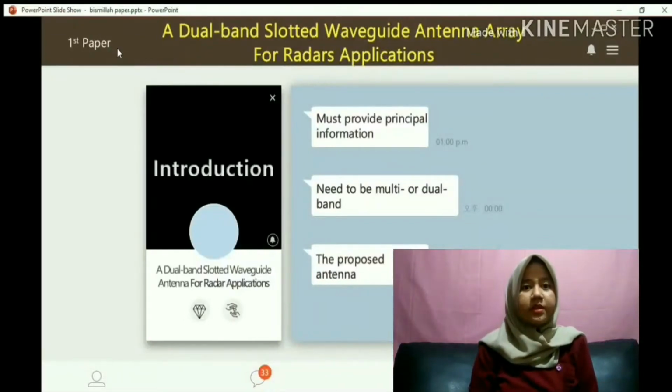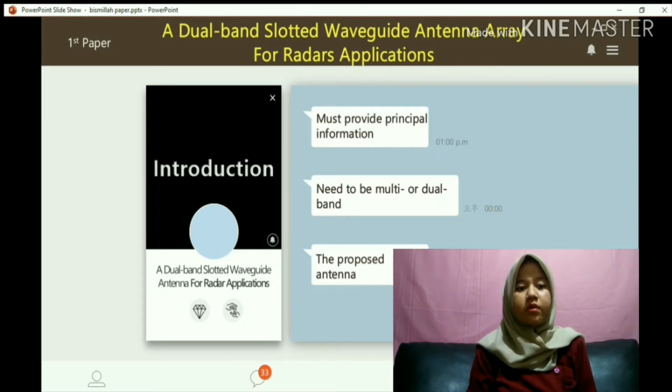This paper described the design and fabrication of a dual-band slotted waveguide antenna array for radar applications. The surveillance radar system must provide two principal pieces of information: distance and identification of the target. Also, the surveillance system needs to be multi or dual-band in order to acquire a greater amount of information on a particular region. So, the proposed antenna provides two operational bandwidths while maintaining high gain. The structure radiates over two different frequency bands at the same time, enabling it to track different targets with the same device, reducing cost and size.